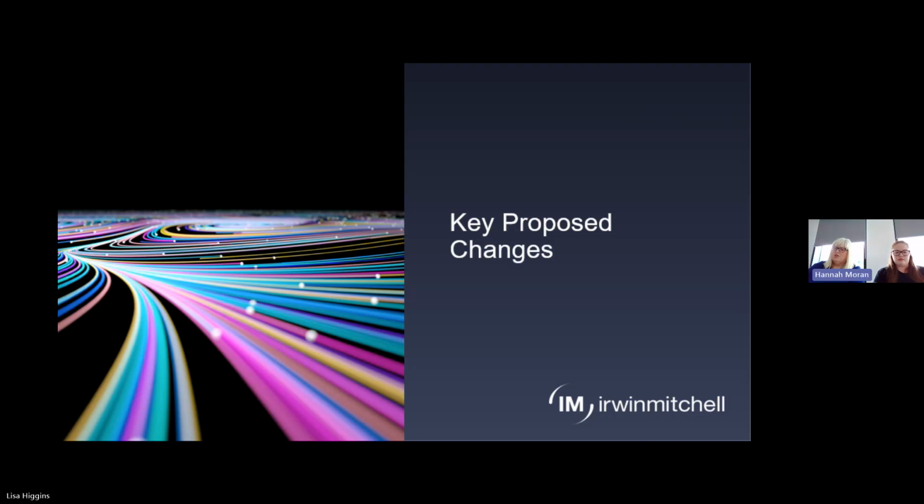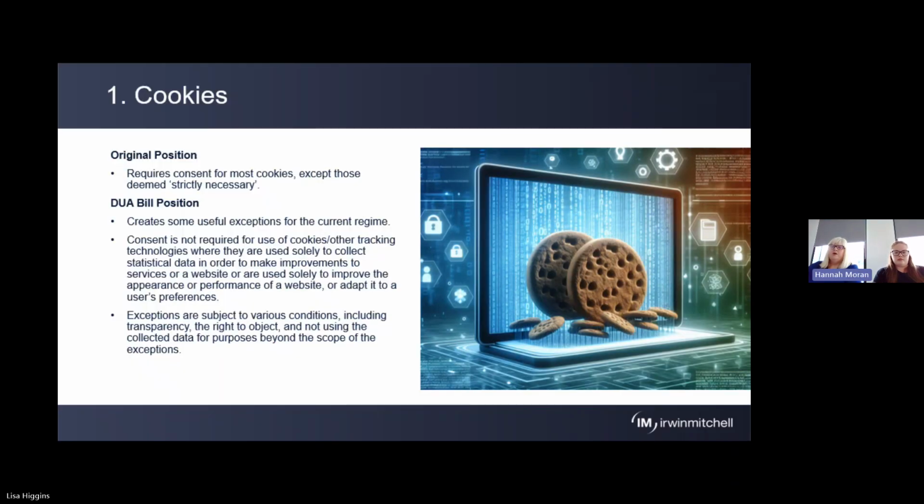So moving on, what are the key changes? There are a number that we need to cover. We're looking at automated decision making, we're looking at cookies, we're looking at reform to the ICO, and we're looking at marketing in particular. So we're going to kick off by having a look at cookies, and Hannah's going to talk you through that.